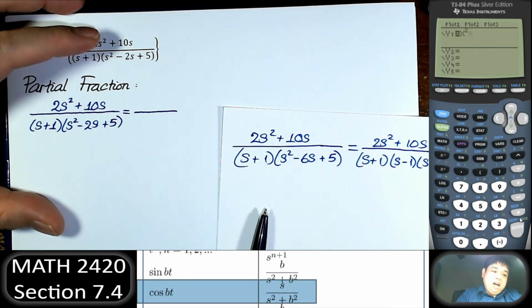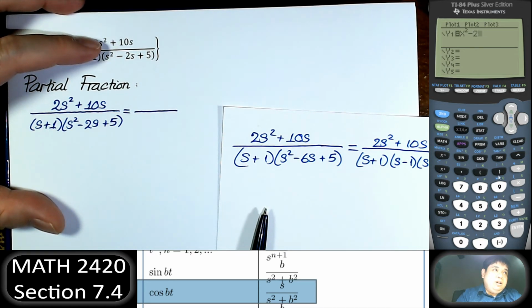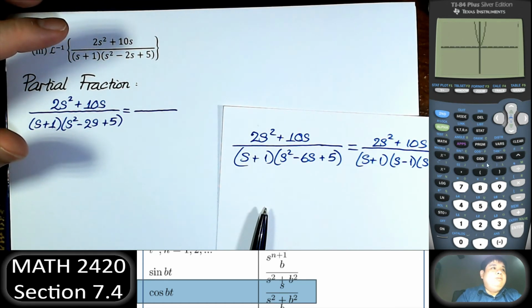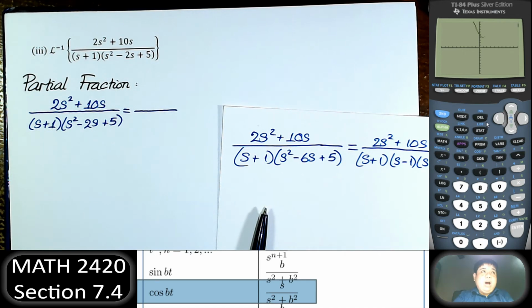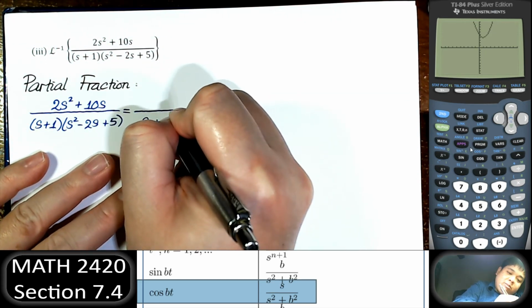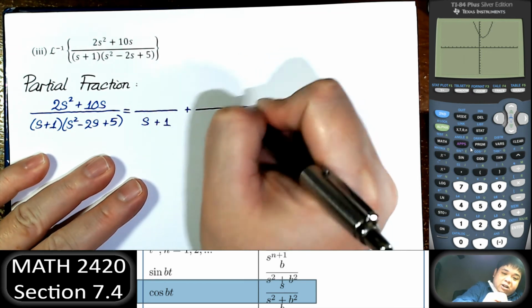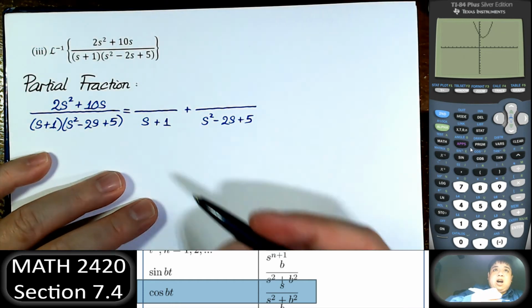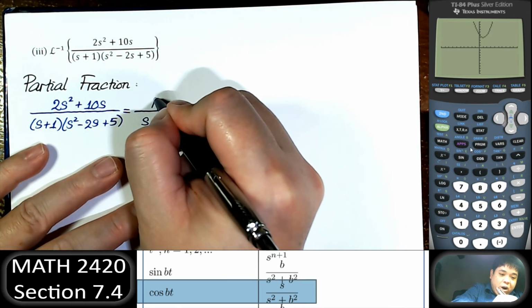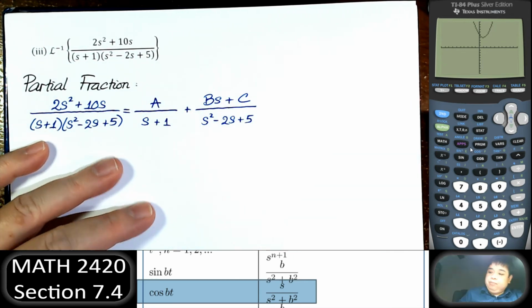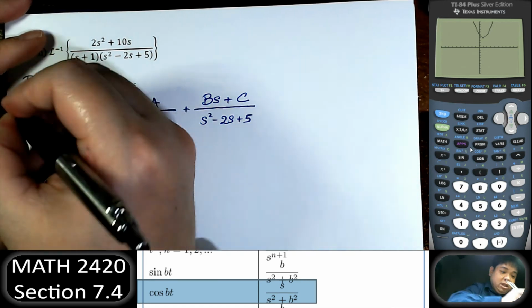If there's no x-intercept, you see it is above the x-axis, so there's no x-intercept, no real solution, cannot be factored. Right. So we have one factor of s plus 1 and one factor of s squared minus 2s plus 5. On the top we have degree 1 less, so we just have a constant here and the linear function there. Multiply top and bottom by the least common denominator.